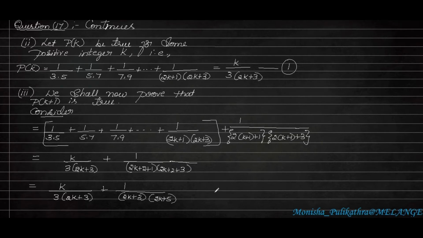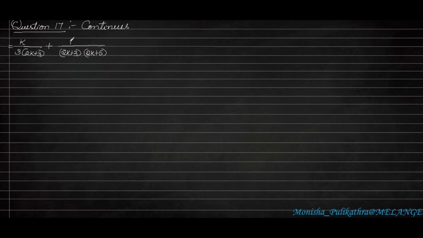Okay, so let us continue in the next slide. Let us continue the 17th question. So here this was the last line, k by 3 into 2k plus 3 plus 1 by 2k plus 3 into 2k plus 5. You can see here 1 by 2k plus 3 and 1 by 2k plus 3 is common in both the terms. So we can take 1 by 2k plus 3 as common. So when I take 1 by 2k plus 3 common, here in the first term k by 3 will be remaining, plus here 1 by 2k plus 5 will be remaining.